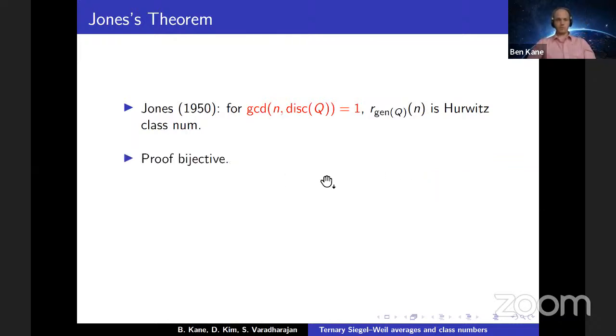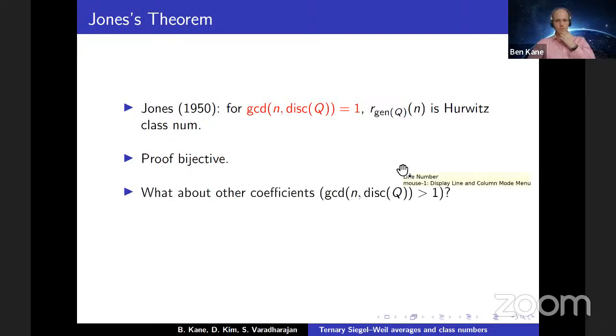His proof was actually bijective. So he really constructed a binary quadratic form from each ternary quadratic form. Or he constructed a certain number of them from the representations of the quadratic form. So then the question remains, what about when the GCD is bigger than 1? So that's what we're going to be interested in this talk. We're going to extend this to be able to take the discriminant having some GCD with n.